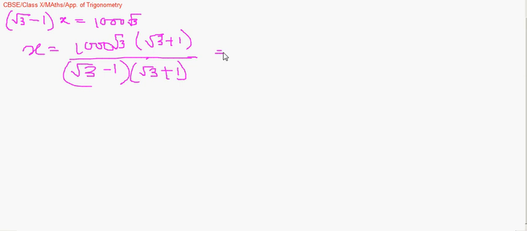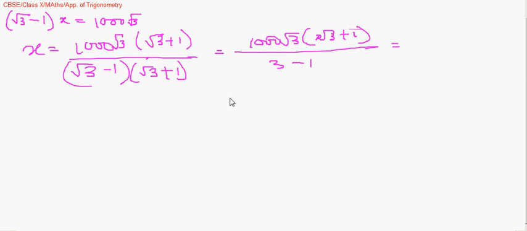So herein I'm getting 3 into 1000, 3000 plus 1000 root 3 by root 3 squared minus 1. So it is 3 minus 1, 2. I could have continued with that so that I could have cancelled it. Let me not do this part, let that remain as it is. I can cancel it later on: 1000 root 3 into root 3 plus 1 by 2.